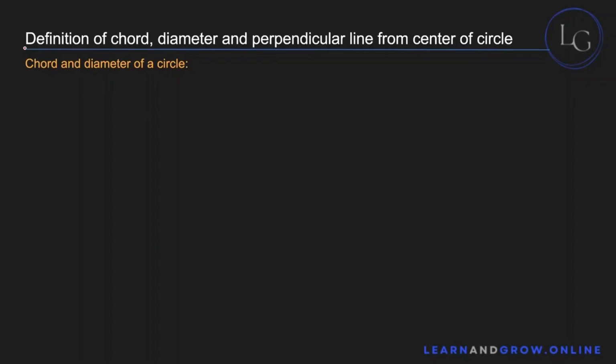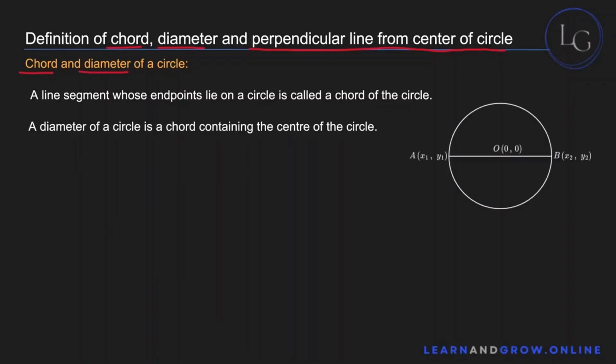Now let's see the definition of a chord, the definition of diameter, and what a perpendicular line from the center of a circle is and its importance in the geometry of a circle. So let's see what a chord and the diameter of a circle are. A line segment whose endpoints lie on a circle is called a chord. It's called a chord of the circle. And the diameter of a circle is a chord containing the center of the circle, right?